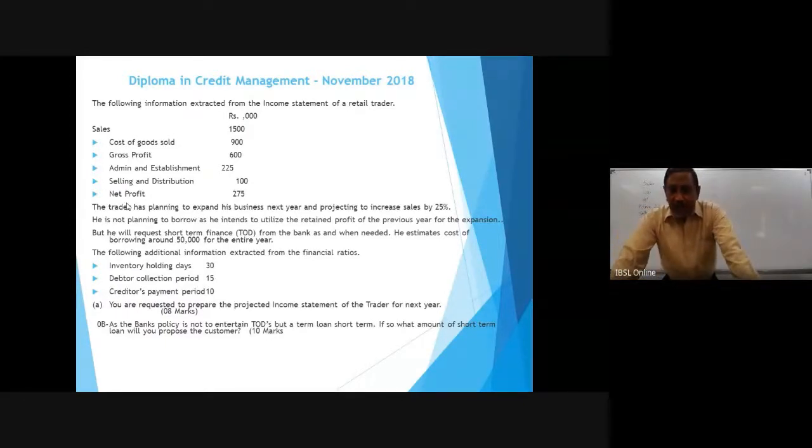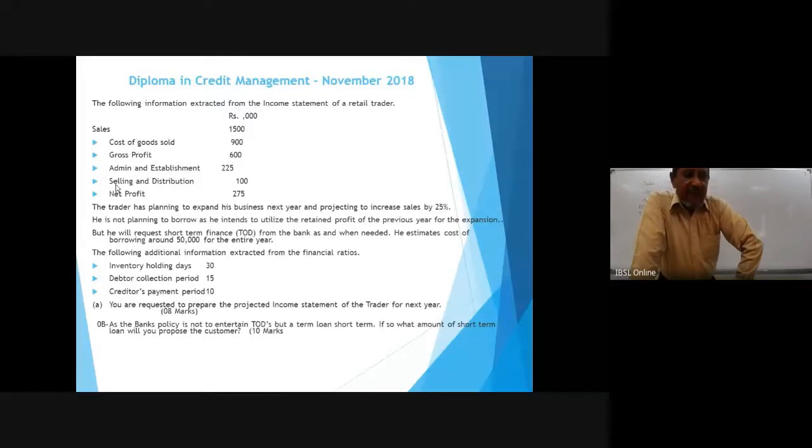Right. Now the problem is he's asking for some funds. You are requested to prepare the projected income statement for the trader next year. So he prepared the first part, that is 8 marks. The second part: the bank's policy is not to entertain ODs, but term loans, short-term loans. If so, what amount of short-term loan will you propose to the customer?